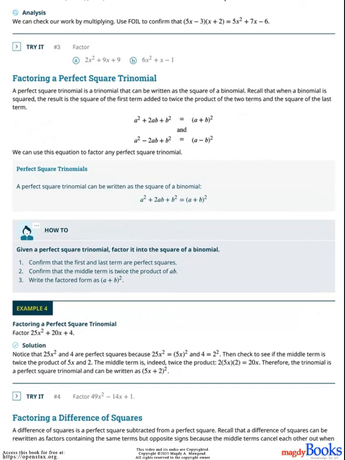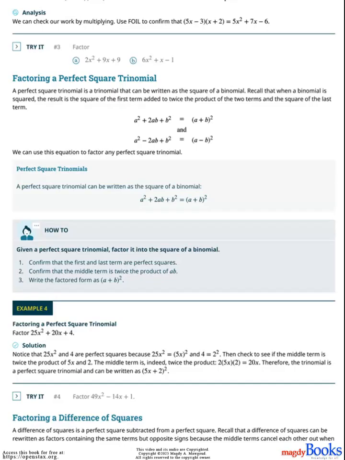1.5.4. Factoring a perfect square trinomial. A perfect square trinomial is a trinomial that can be written as the square of a binomial. Recall that when a binomial is squared, the result is the square of the first term added to twice the product of the two terms and the square of the last term.